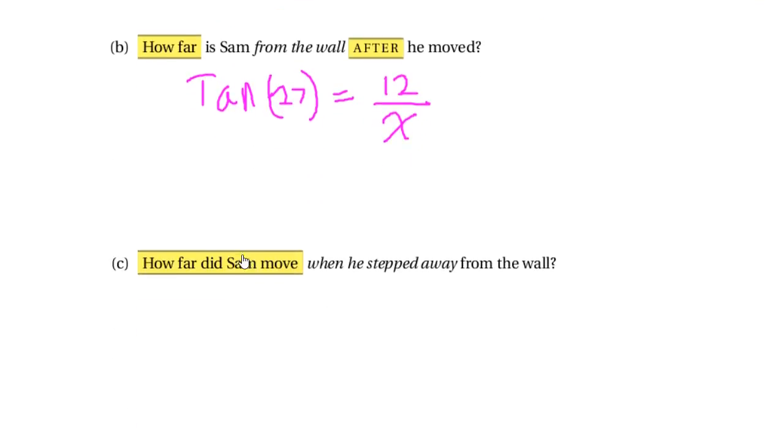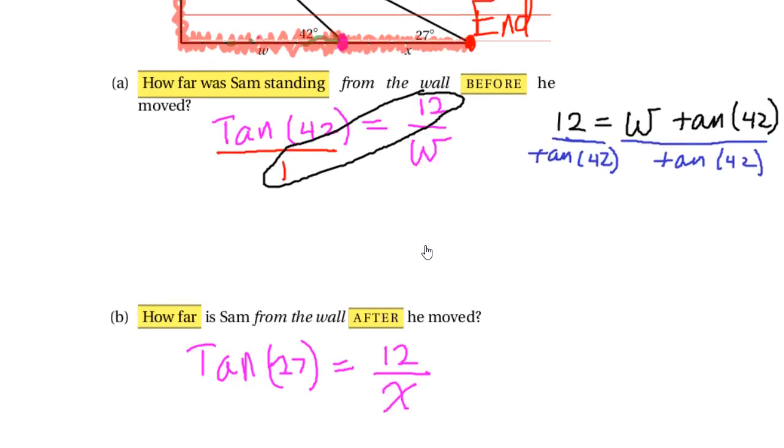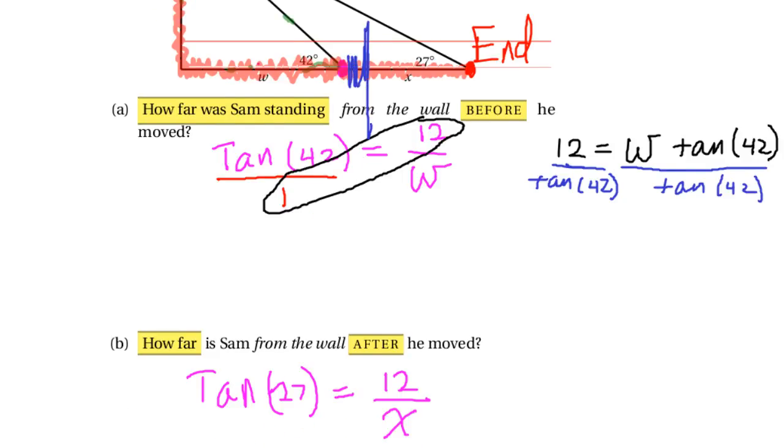Well now, how far did Sam move when he stepped away? Well, if you take a look at all of our answers here, answer A talks about this part of the red line, which is W. Answer B told you the entire length of the red line. So to figure out how far he moved, what they're asking you to do is to just go through and figure out how long is just this blue part of the wall. So just this little blue part right in here. If you can figure that out, you are able to answer question C.